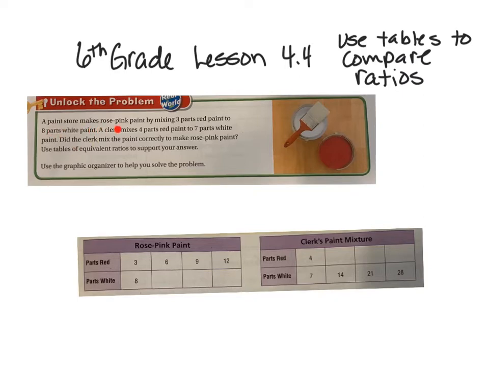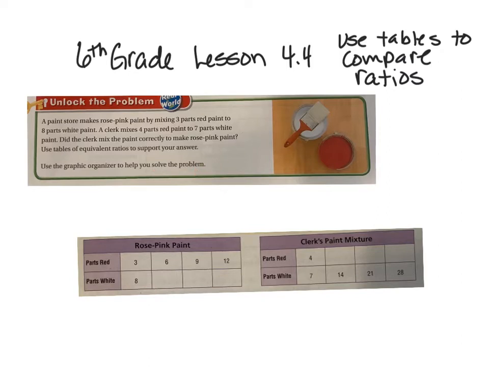A paint store makes rose pink paint by mixing 3 parts red paint to 8 parts white paint. A clerk mixes 4 parts red paint to 7 parts white paint. Did the clerk mix the paint correctly to make rose pink paint? Use the table of equivalent ratios to support your answer and use a graphic organizer to help you solve the problem. So we read it.